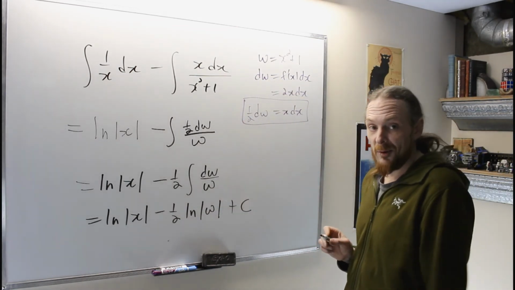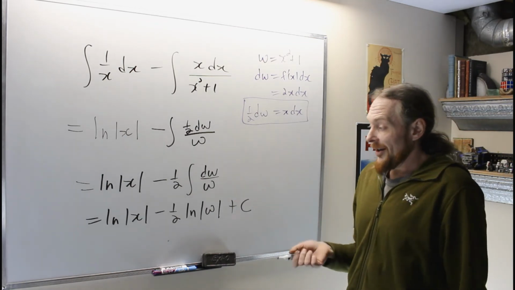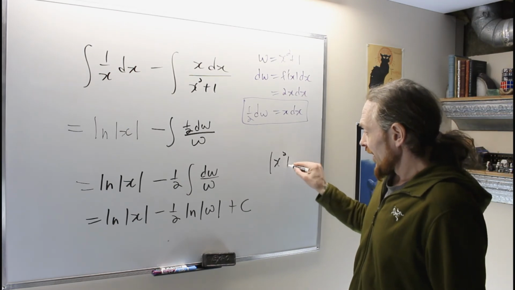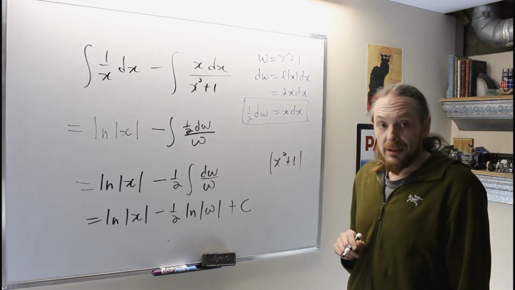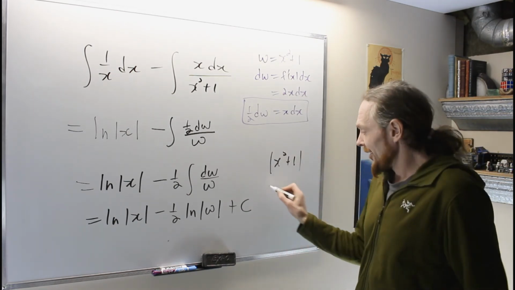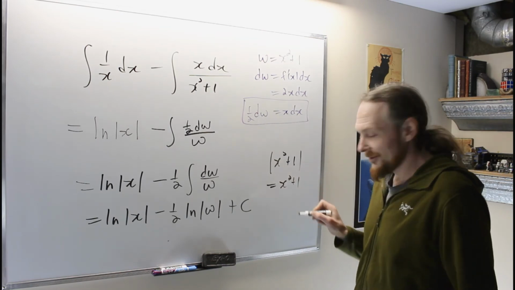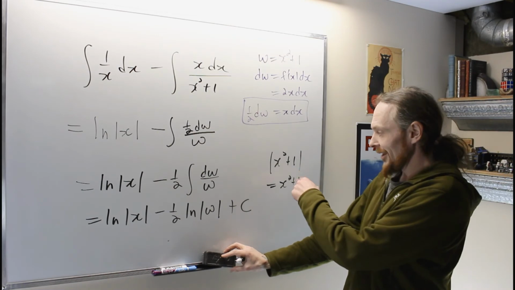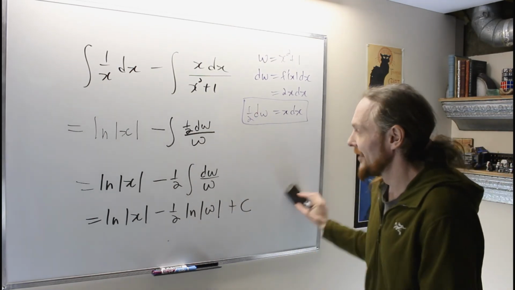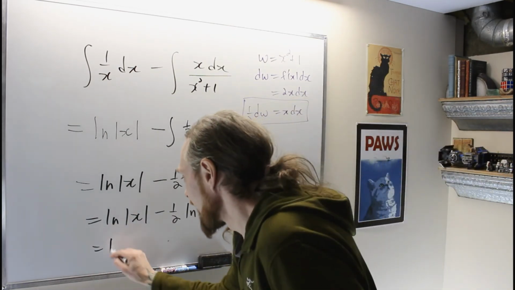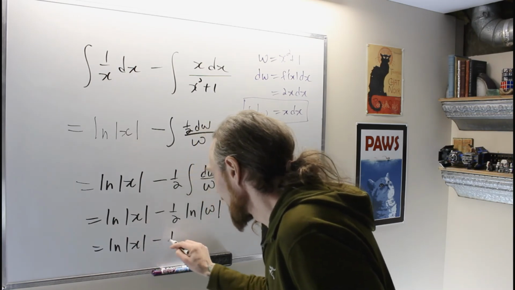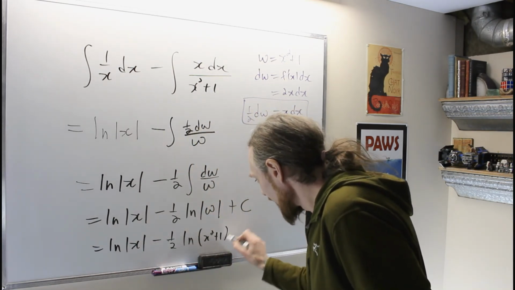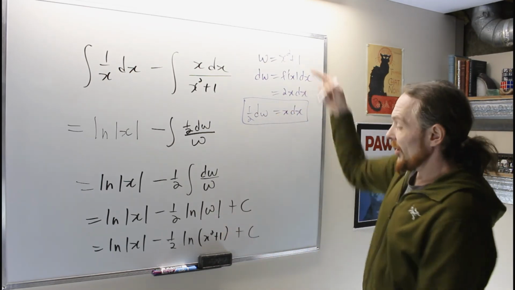And here's another one where I should have done this, but in one of our absolute value videos, I do specifically the absolute value of x squared plus 1, and what is that equal to? Itself, because x squared plus 1 is always positive. So because it's always positive, I can just strip off the bars. Why is that relevant? One more step, I guess. This equals the natural log of the absolute value of x minus 1/2 times the natural log of x squared plus 1 plus c. W was x squared plus 1.